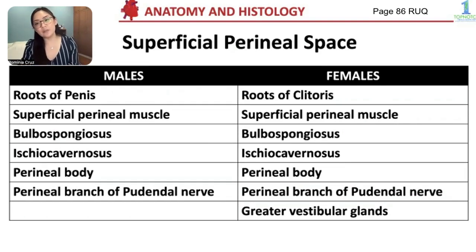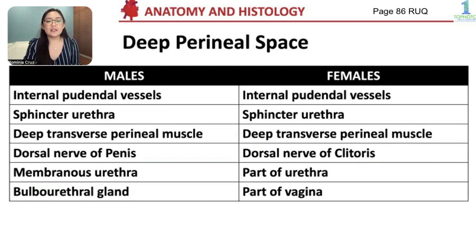So, for your superficial perineal space, you have the following structures. Generally, same lang for both your males and your females, except that your greater vestibular glands are also found in females. But all the rest, halos same lang. You have the roots of the penis and clitoris, your perineal muscles, bulbospongiosus, ischiocavernosus, the perineal body, and the perineal branch of your pudendal nerve. On the other hand, sa deep perineal space natin, it mostly contains your neurovascular structures, parts of your urethra, the bulbourethral glands, and a part of your vagina. Okay?